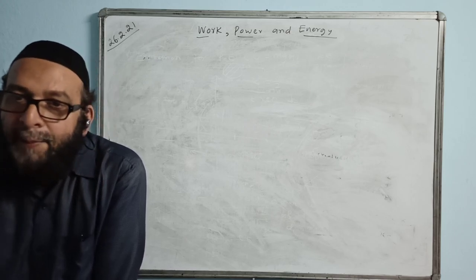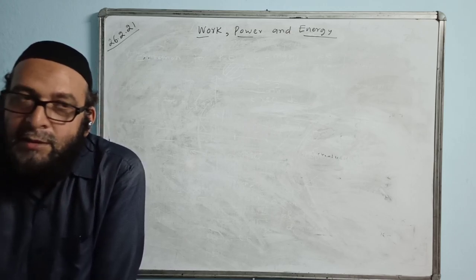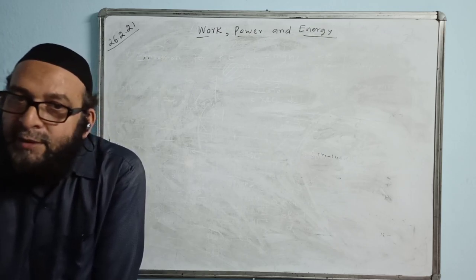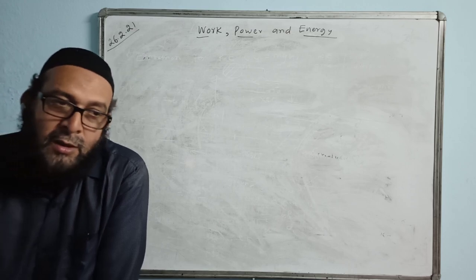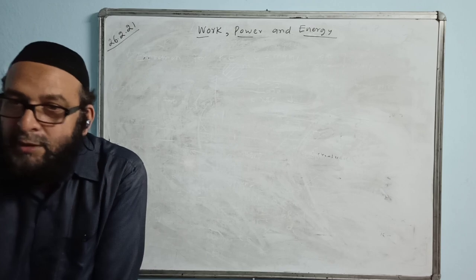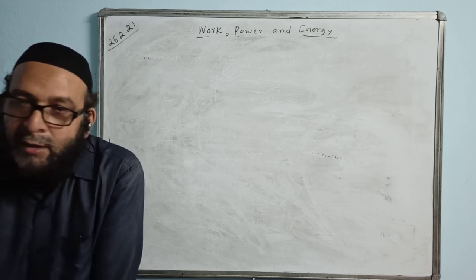A car moving up a hill, what energy conversion is taking place? We say kinetic to potential, as it is gaining in height. And when a car is moving down a hill, then it is potential to kinetic. That means height is decreasing, but the speed will be increasing here. That is potential to kinetic.